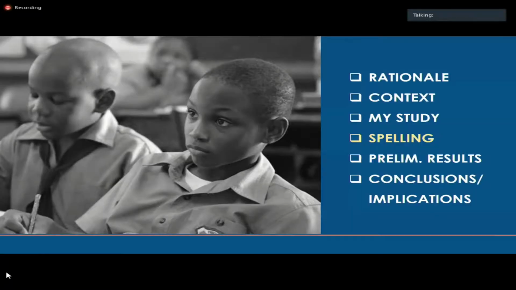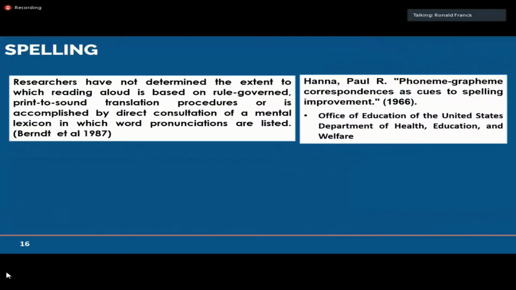All right, so spelling on the whole, and I'm rushing through a bit here, is that researchers are not really sure exactly of the role of sound or how we speak in terms of reading and writing. So they have not determined the extent to which reading aloud is based on rule-governed print-to-sound translation procedures or its relationship to the mental lexicon. So we've gone back and forth in this area for a long time.